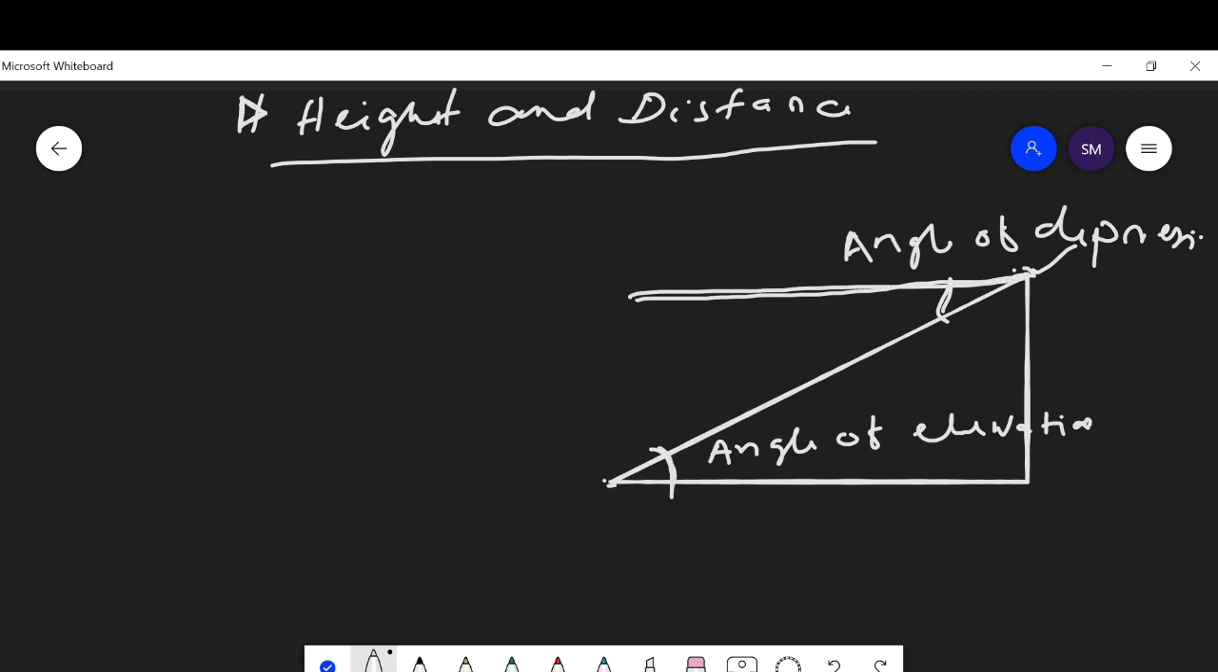As this line is parallel with this line and this is the transversal, these two angles are alternate angles. This angle is equal to this angle as they are an alternate pair. As you know, alternate angles have the same measure.